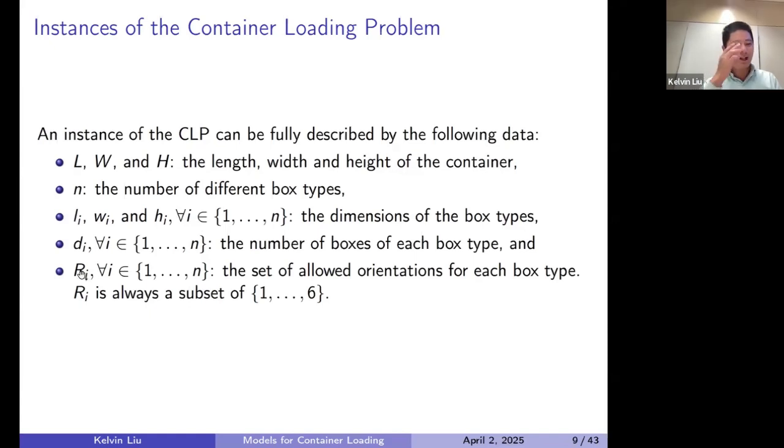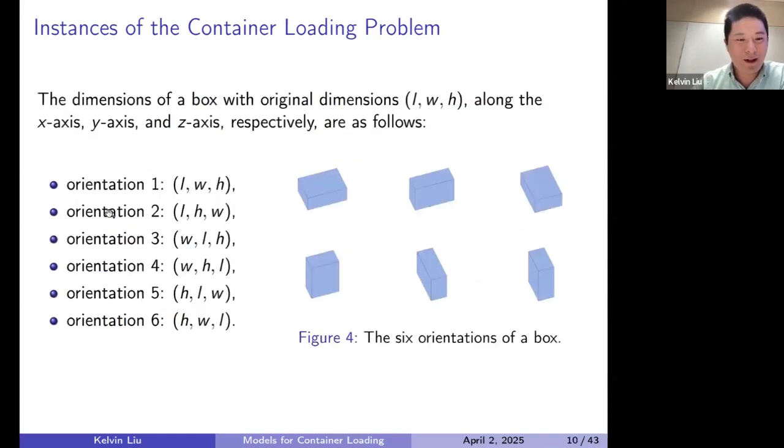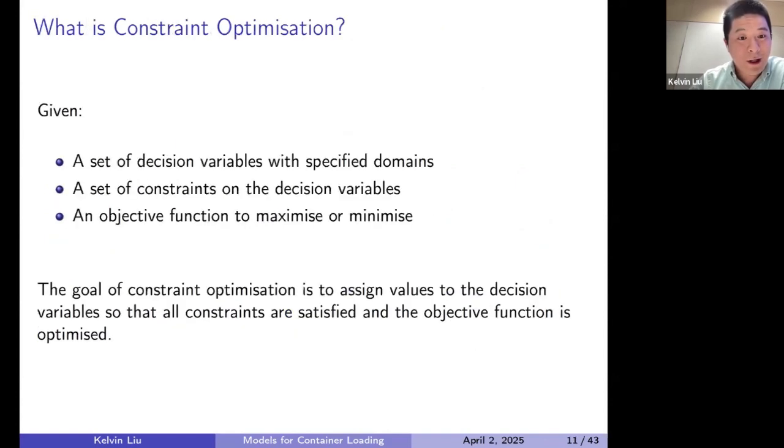And then R_i is a set of allowed orientations. So we do choose to enforce orientation constraints. We don't just allow any rotation necessarily. For every box, there are 6 possible rotations, and R_i specifies for box type i which ones are allowed. So each box type has 6 different possible orientations, depending on how you decide to rotate them. I just enumerated them here, but don't worry too much about these. They are not too important.